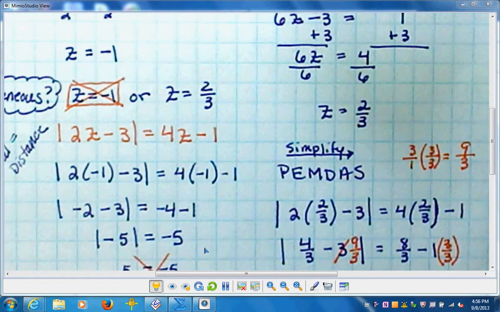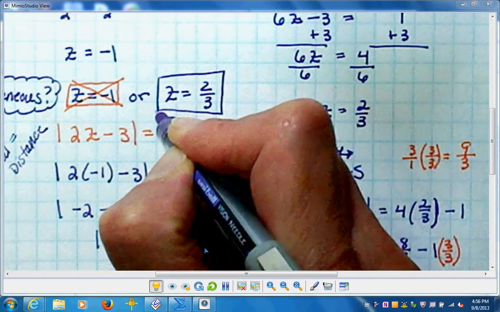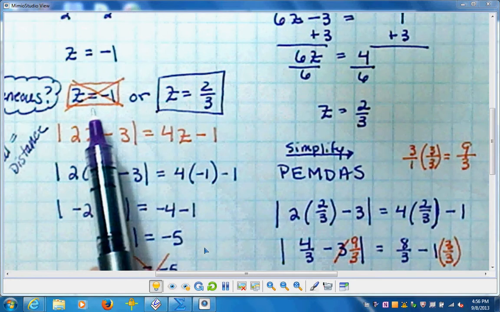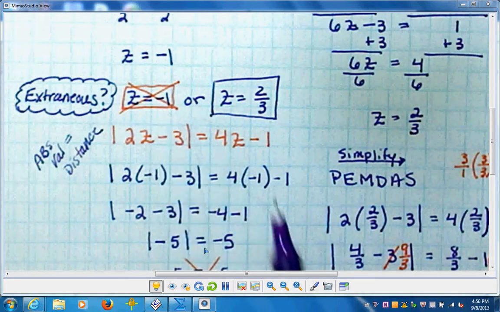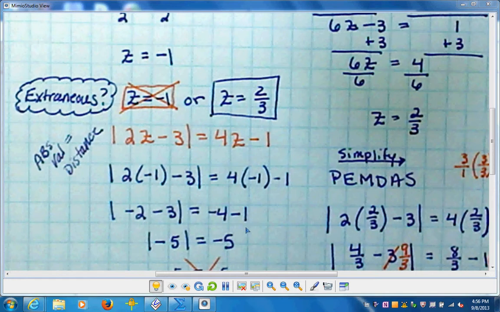So that means that this is our answer. Z equals 2/3. The other one is extraneous. So you need to go back, you need to plug your answer choices back into the problem to see if it actually is telling the truth, if it works. It's not like you did in elementary school that we just wanted to check to see that you did your math correctly. This is a case of seeing, is the answer telling the truth or is it lying? So you do have to go back and check.